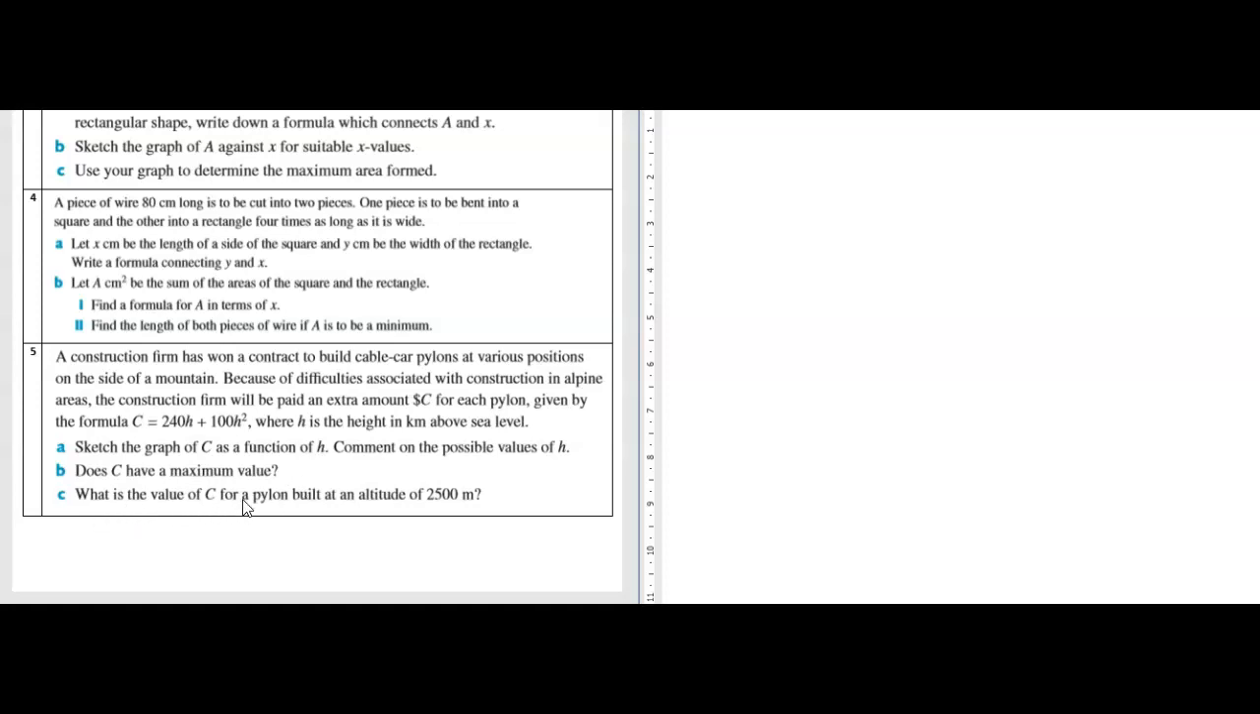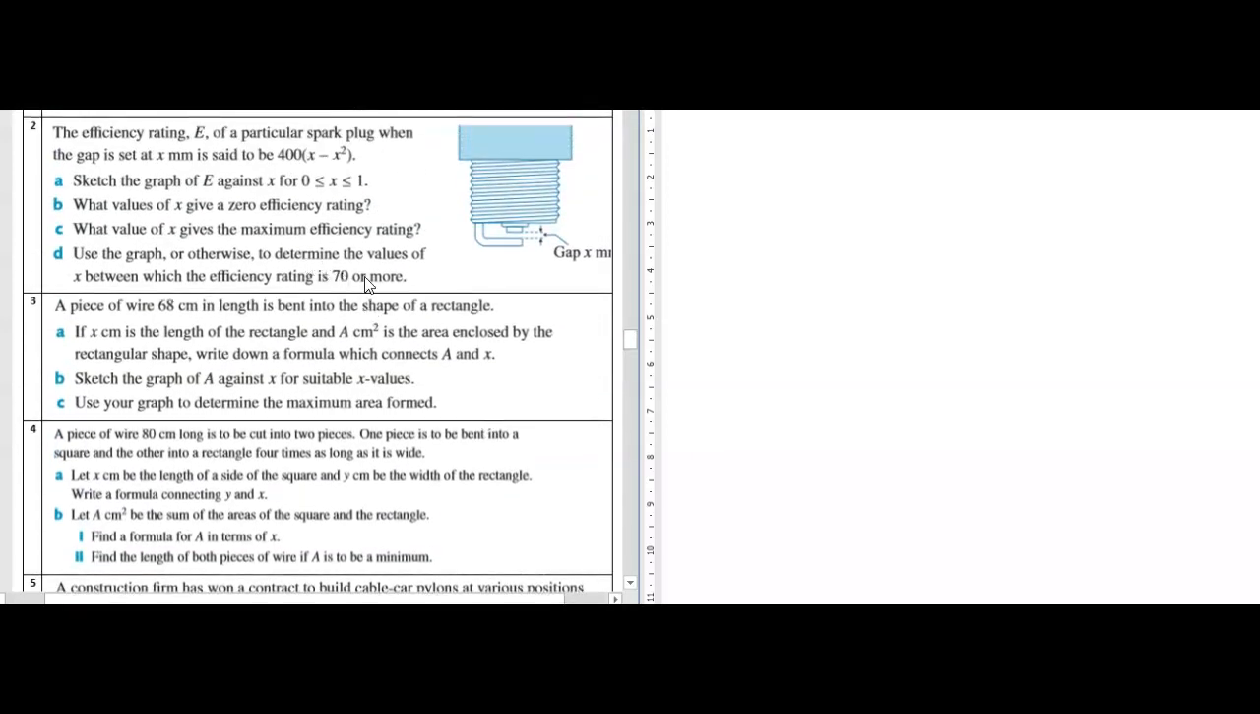All right, what is the value of C for the pylon built at an altitude of 2,500? Remember when I did question 2 and I drew the graph of y equals 70, you're going to do the same thing here to find the intersection point.